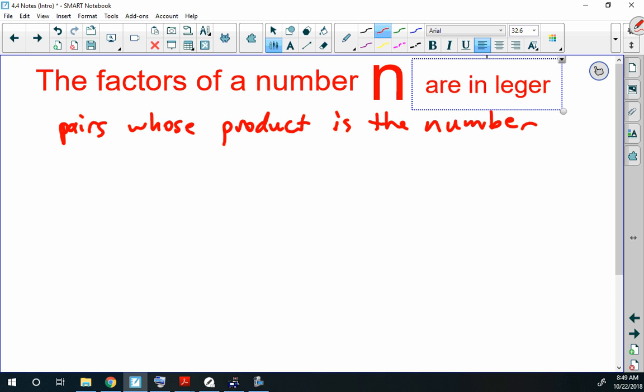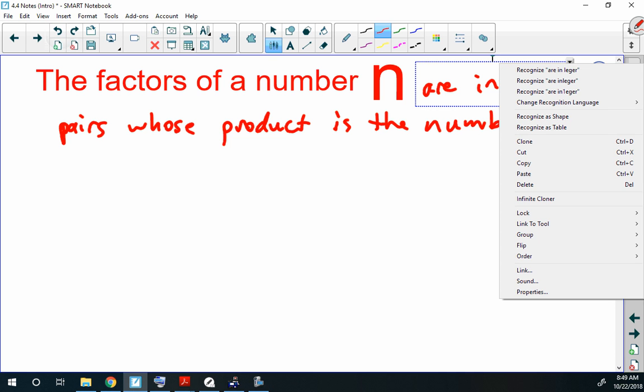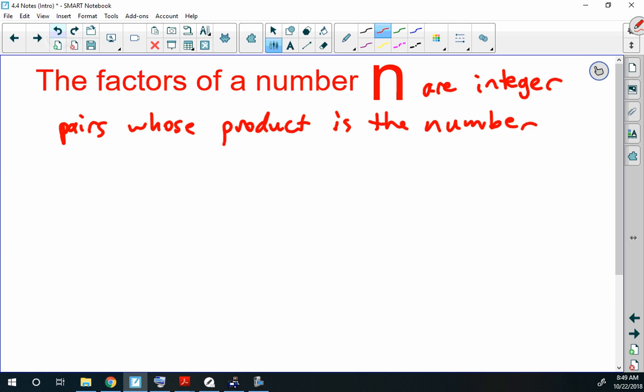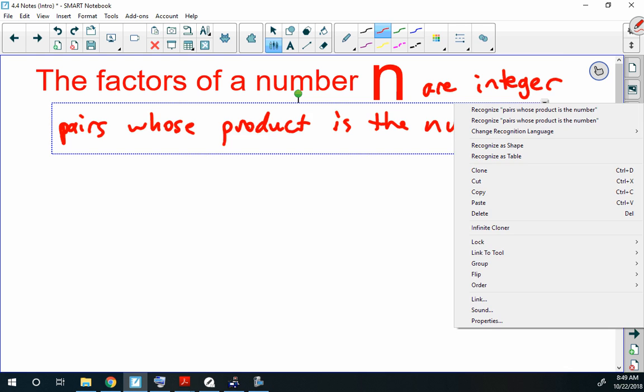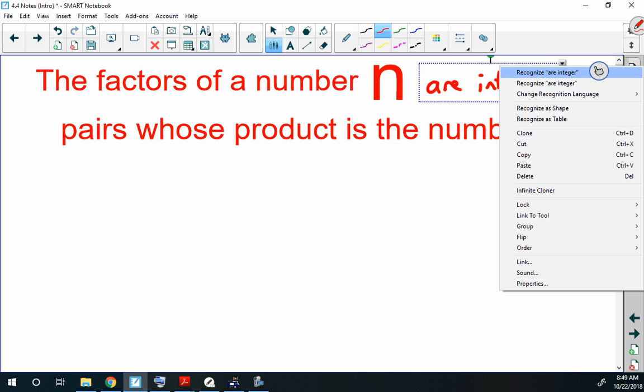Whoop, didn't like that. Guess I got to change that word. Integer. Let's see if it likes that. Bueller.